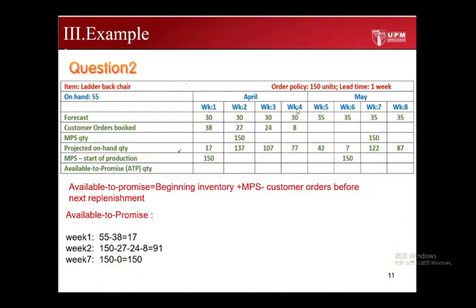Okay, the next we need to calculate available to promise, ATP. This is the formula for calculating ATP. So the week 1's ATP equals 15.5 minus 38 equals 17. The week 2's ATP equals 150 minus 27 plus 24 plus 8 equals 91.